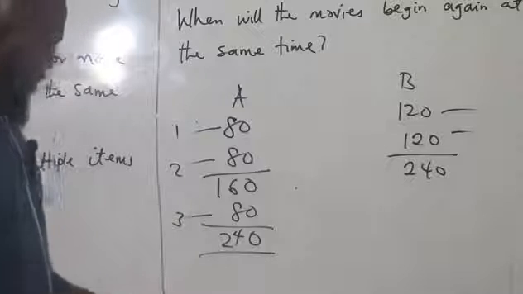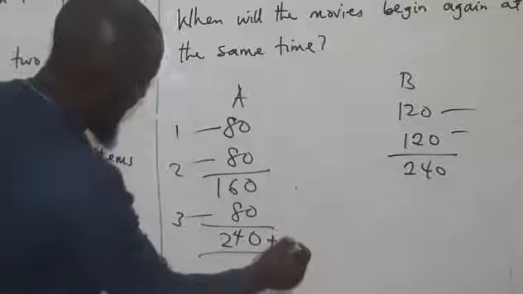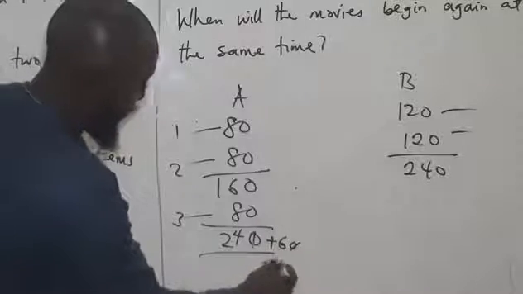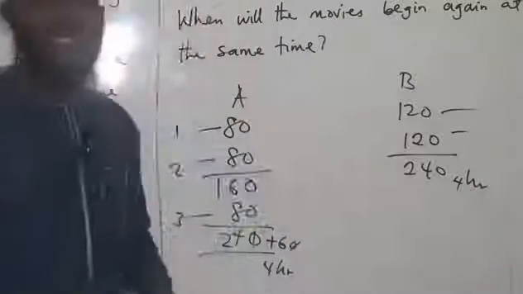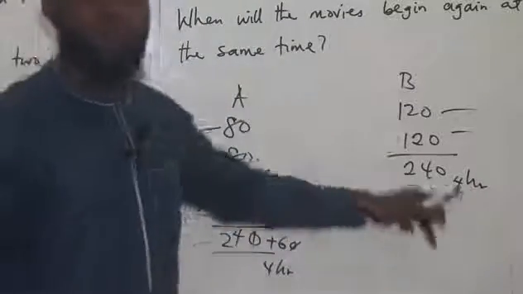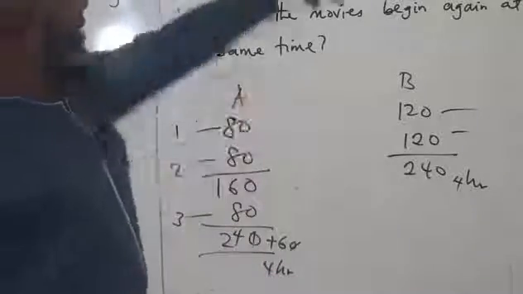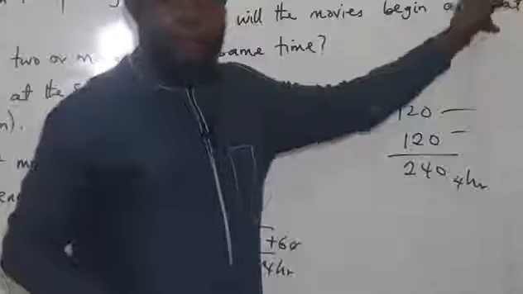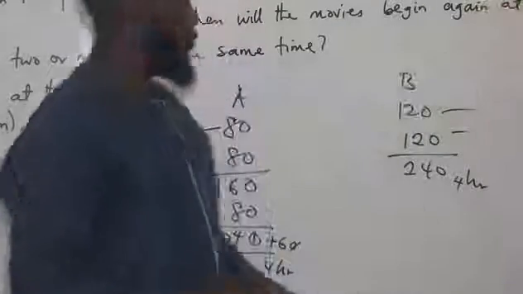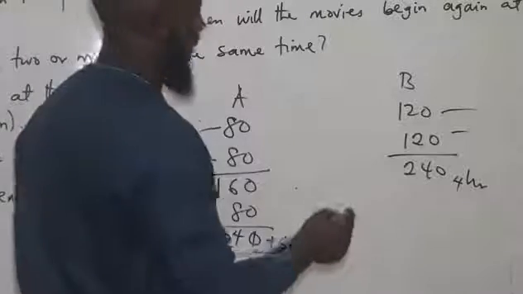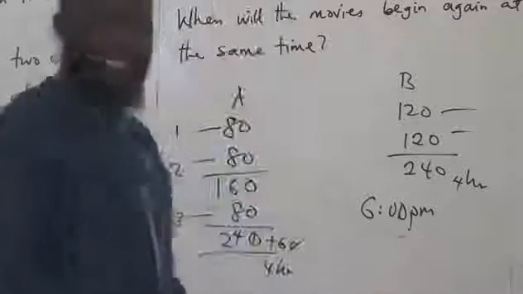So 240 minutes here, that is divided by 60. When you divide this one by 60 minutes, 0 cancels 0. That is 4 hours. After 4 hours, which means the two movies will start after 4 hours. So after 4 hours, when will that time be? And they started at 2 p.m. now. So adding 4 hours to 2 p.m. will be, which means they are going to start at the same time at 6 p.m. I hope this is clear.